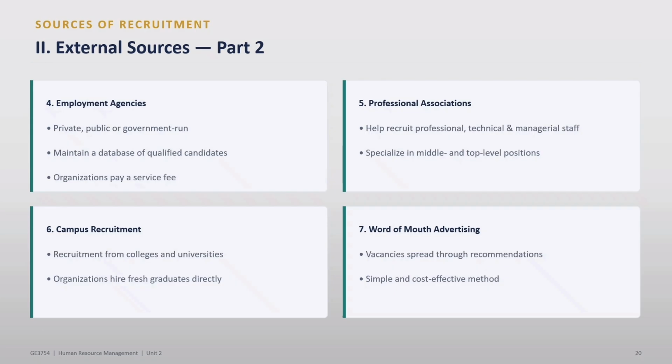The next one is campus recruitment. In campus recruitment, the organization approaches colleges and universities for fresh candidates. The final source on this slide is word-of-mouth advertisement, where information about a job vacancy is communicated through personal recommendations and contacts. Therefore, organizations have several external recruitment sources available, and the choice of source depends on the type of job and the number of employees required for particular skills and qualifications.